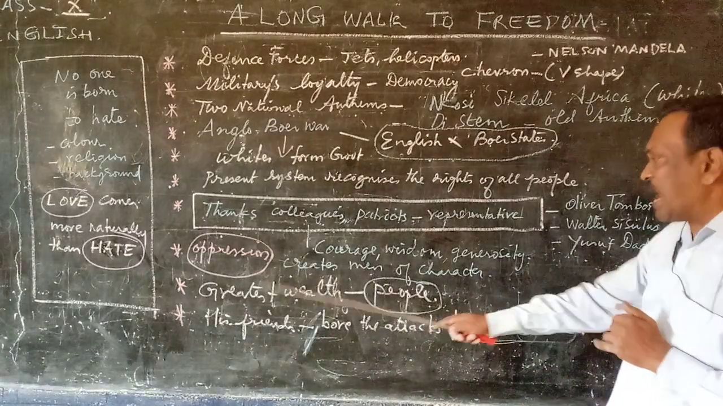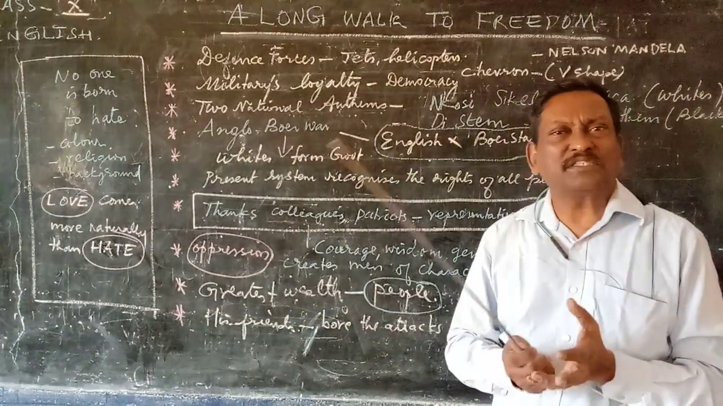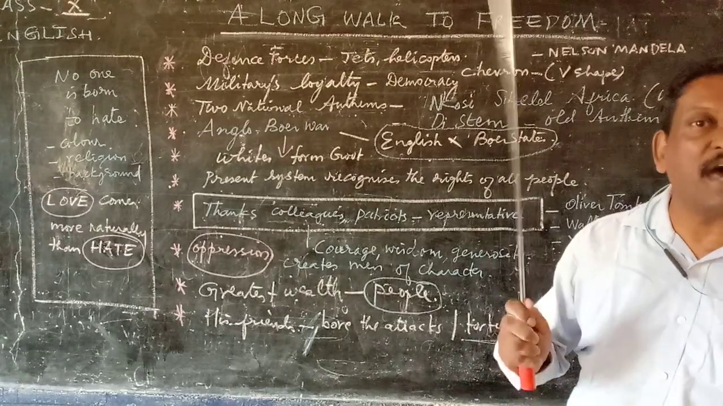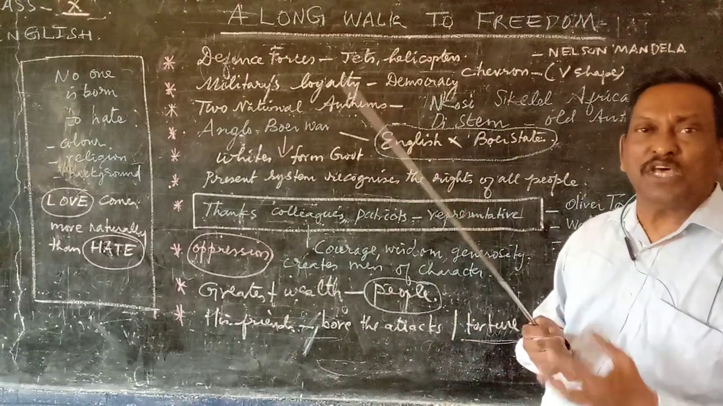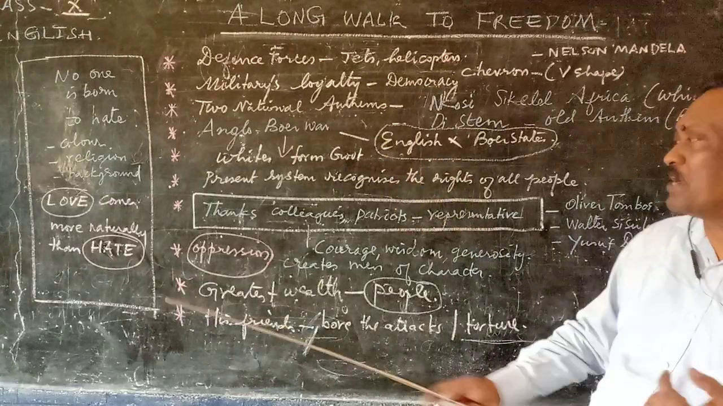Alright? Now comes another important point. You know, South Africa is a mineral-rich country. They have some of the world's best diamond mines, the Kimberley diamond mines. So the best quality of diamond comes from South African diamond mines.